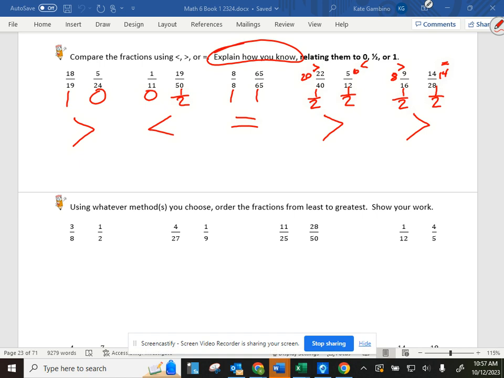Do you see how we compare those halves and halves? This is how we explain how we know. We are showing our work. I don't want you just to write a symbol. On the test, I want to know that you understand it. We're not just going to write symbols. We're going to show how we know. So show what you're comparing. So let's look on our second page.